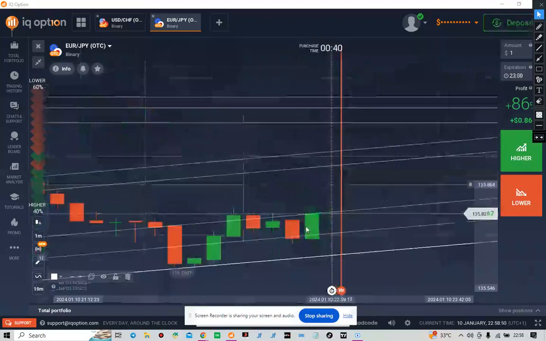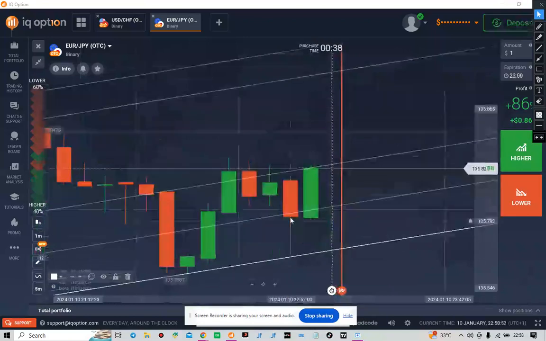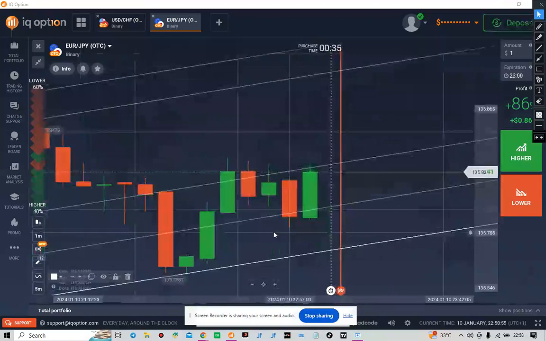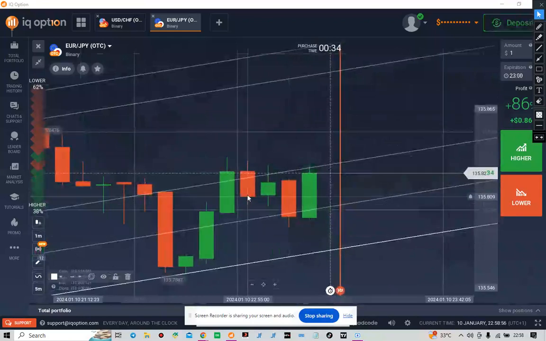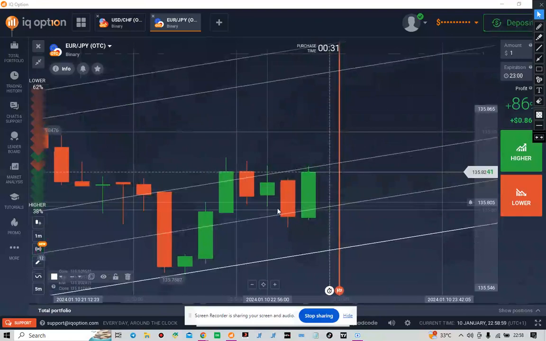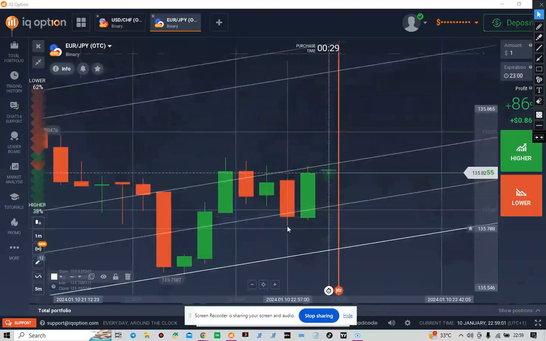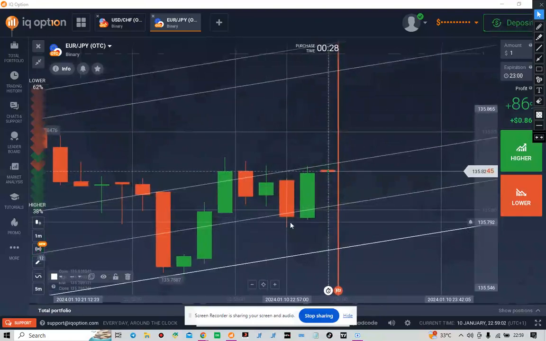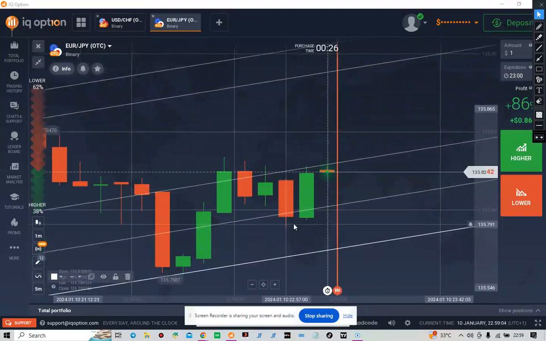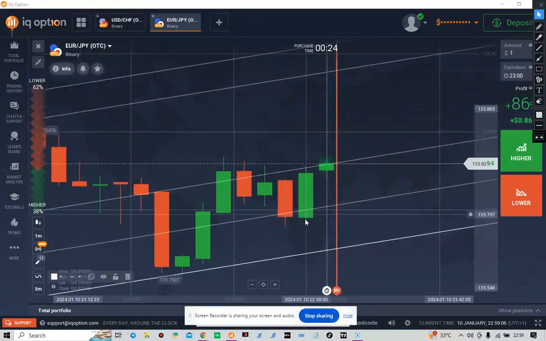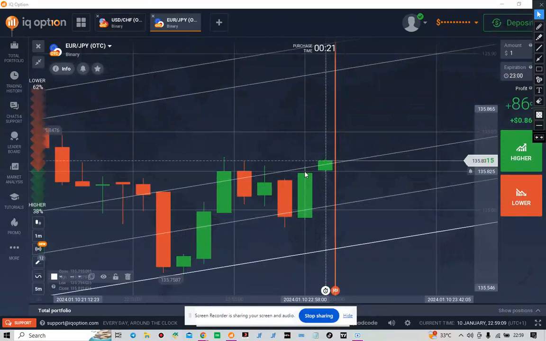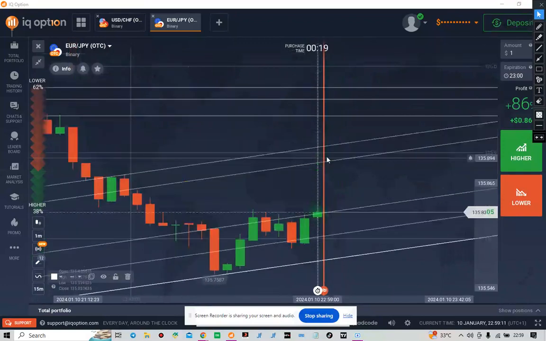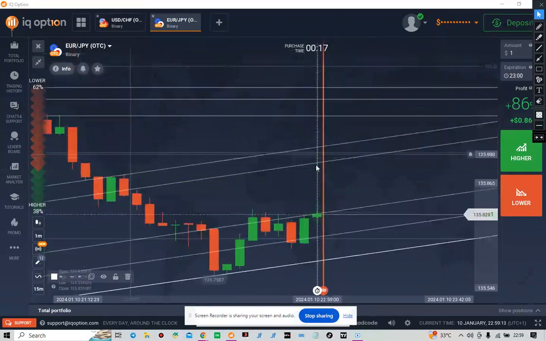You can see rejection. This is the rejection I'm talking about. Same thing here, rejection. If the rejection is not strong, the market is not likely to reverse. You can see the buyers entered on the next candle. Remember, pay attention to this zone as well. Sellers are likely to enter here.